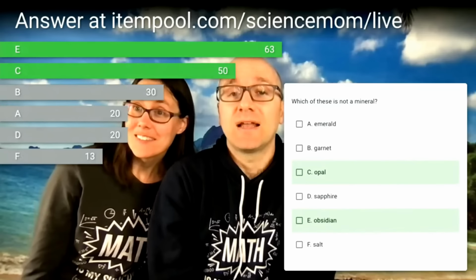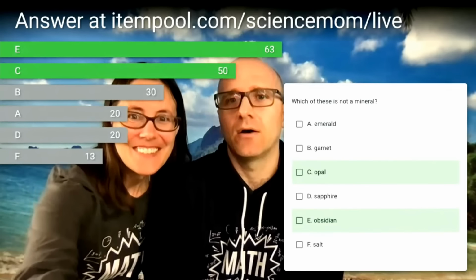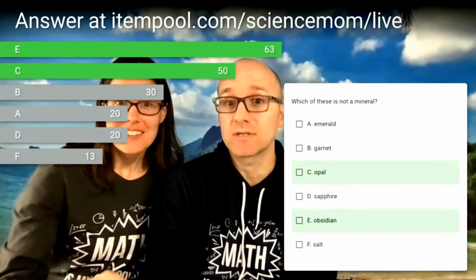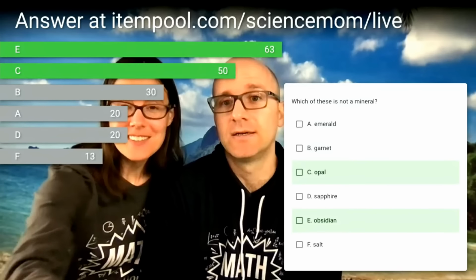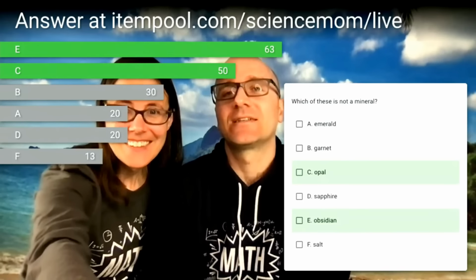All right, and so the answers were obsidian and opal. Ooh. So there were several that picked other things. So emeralds are minerals, garnets are minerals, sapphires are minerals, and salt is a mineral. I am so happy to see that salt didn't get as many votes because you guys were listening. Salt is a mineral. That's right. I didn't stump them that time, although I did get several people to pick incorrect answers.